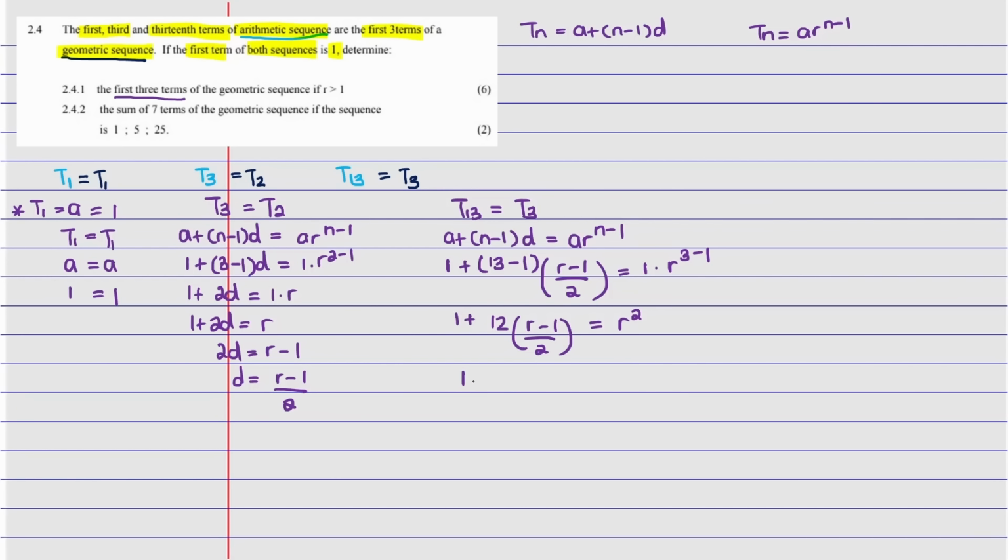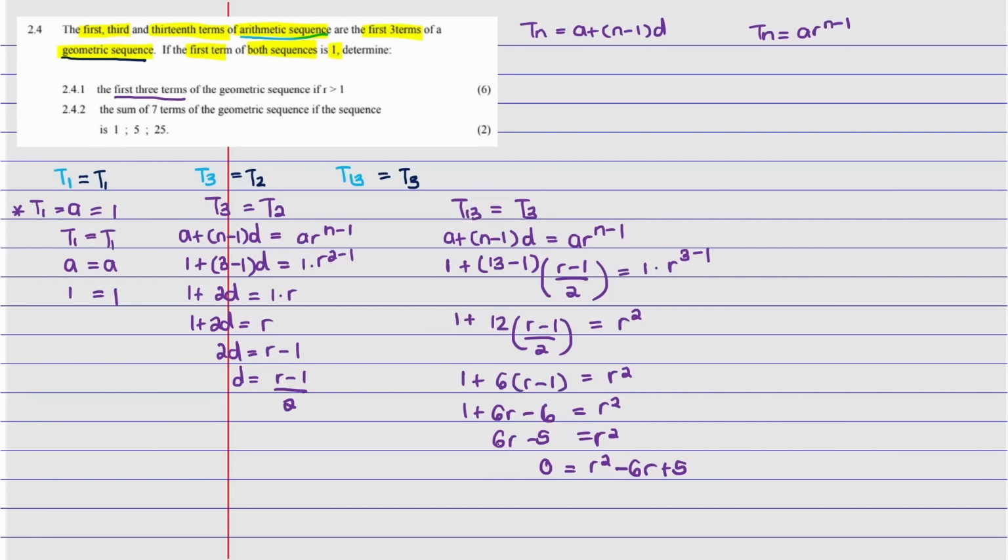So this is going to be the same as 1 plus, if I say 12 divided by 2, is going to give me 6, and this is going to be (r minus 1) is equal to r squared, right? So we're going to distribute the 6 inside, so it's going to be 1 plus 6r minus 6 is equal to r squared, and this is going to be the same as, when I say 1 minus 6 is going to be 6r minus 5 is equal to r squared, right? Take everything to one side so we can factorize. So it's going to be 0 is equal to r squared, then this is going to be minus 6r, this is going to be positive 5.